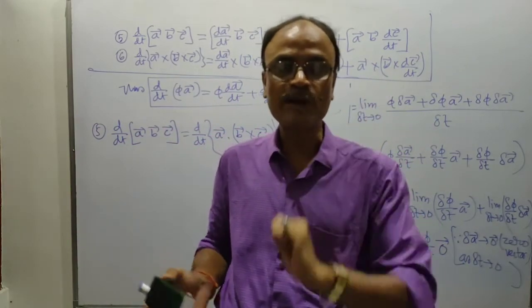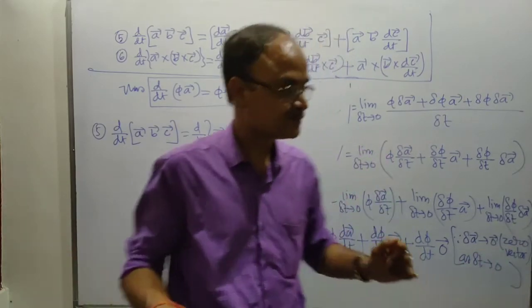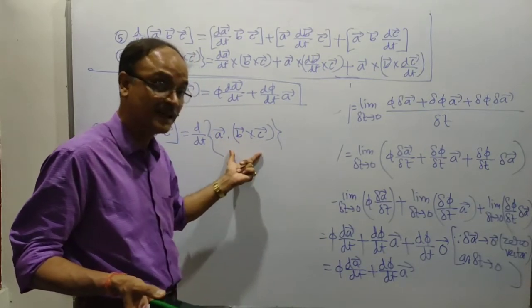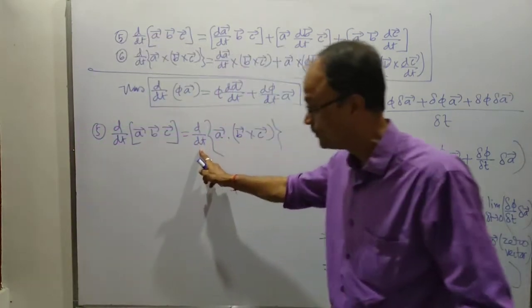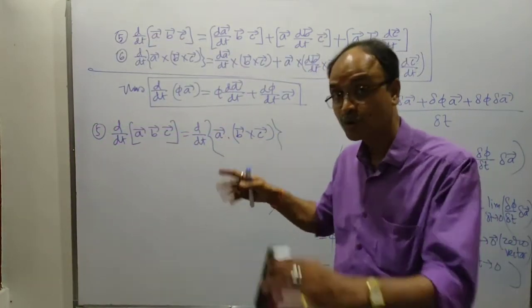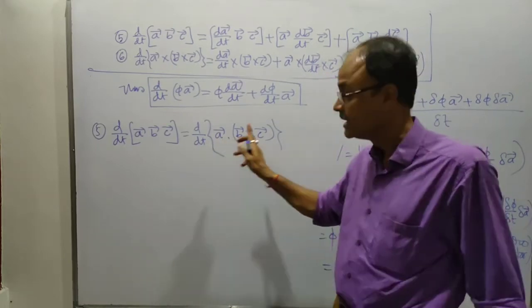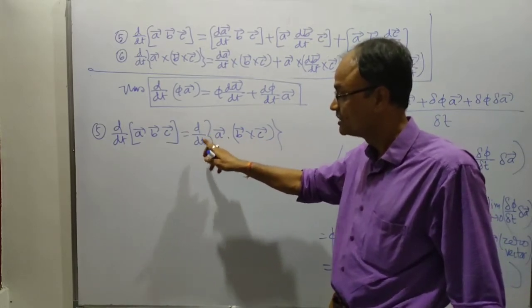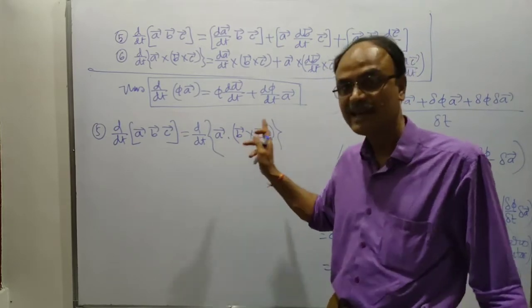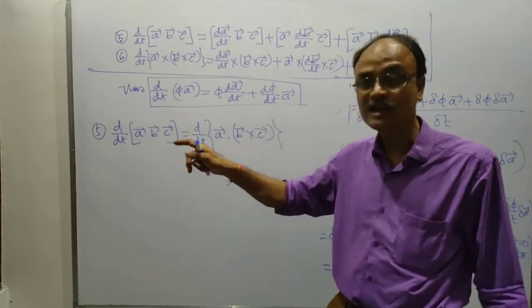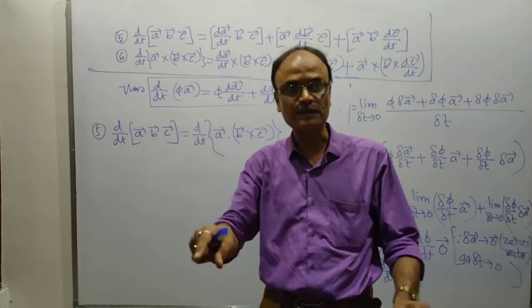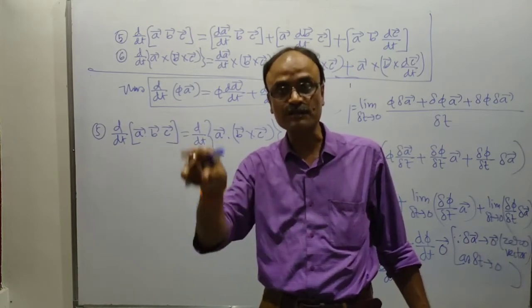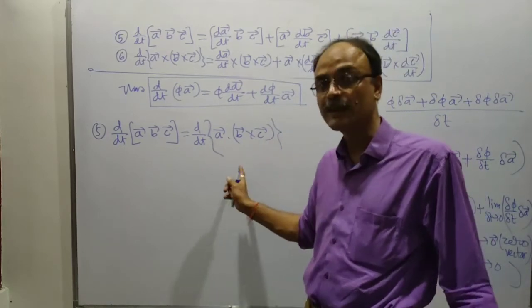The cross product of the vector functions is a vector point function. B cross C is a vector function. A is a vector function. What does it mean? It is the differentiation of the dot product of two vectors. A vector is a vector, and B cross C, the cross product of two vector functions, is also a vector function. Therefore, d dt of a vector function dot another vector function. We have already proved that d dt of a vector dot b vector equals a vector dot db vector by dt plus dA vector by dt dot b vector. We have proved this one. We shall apply this.